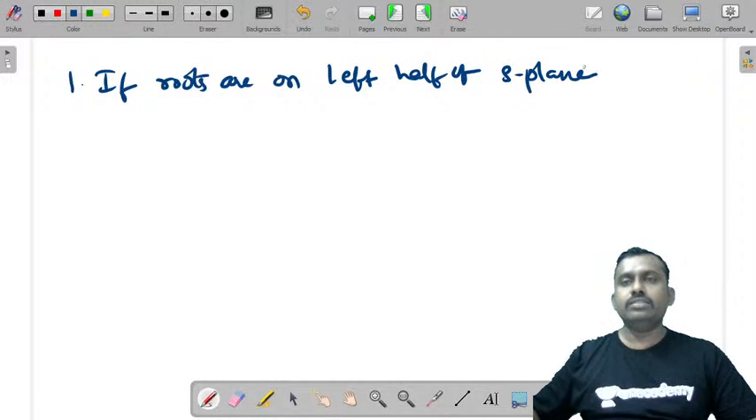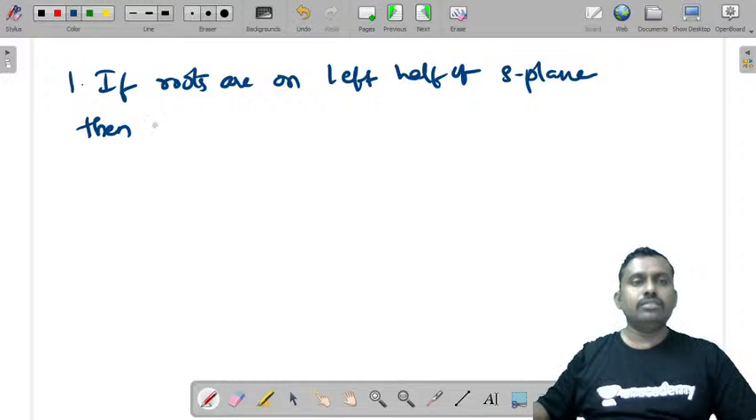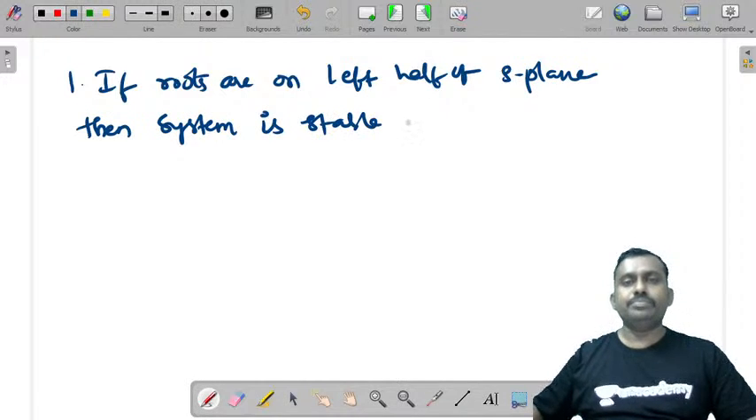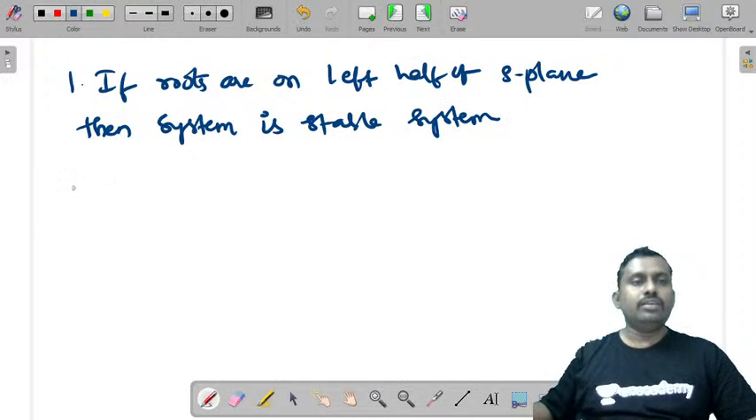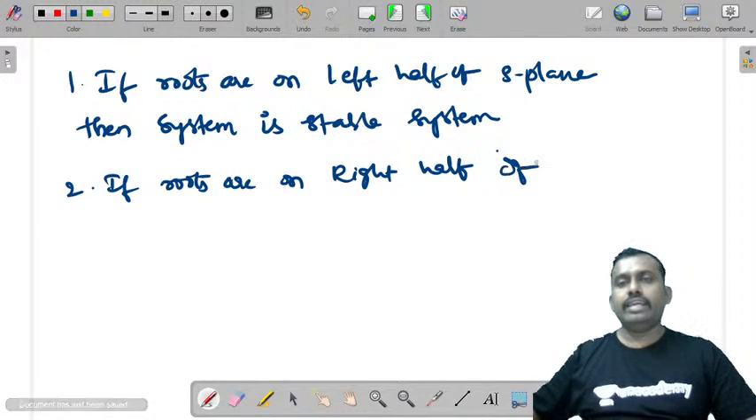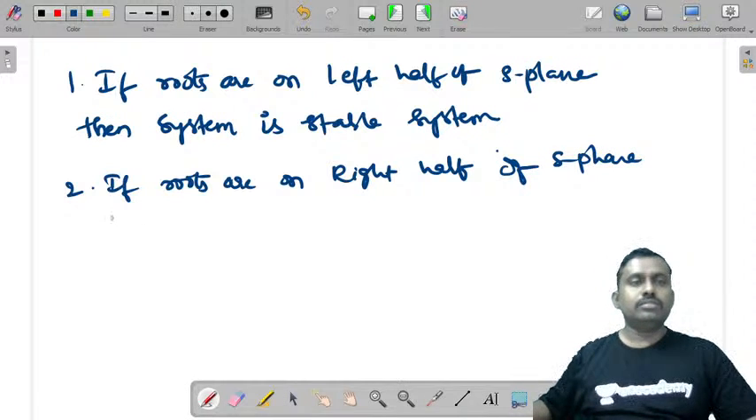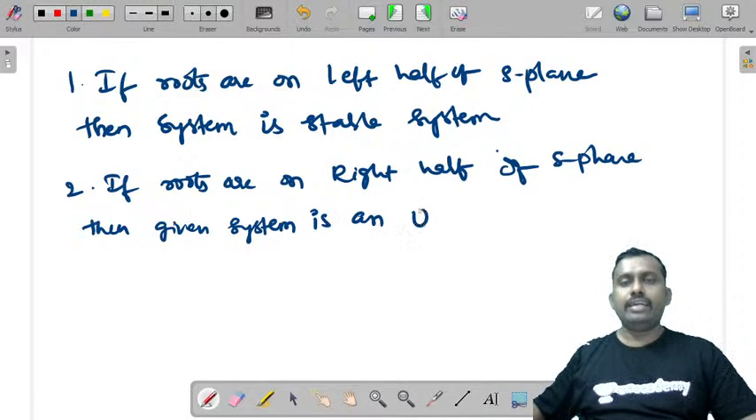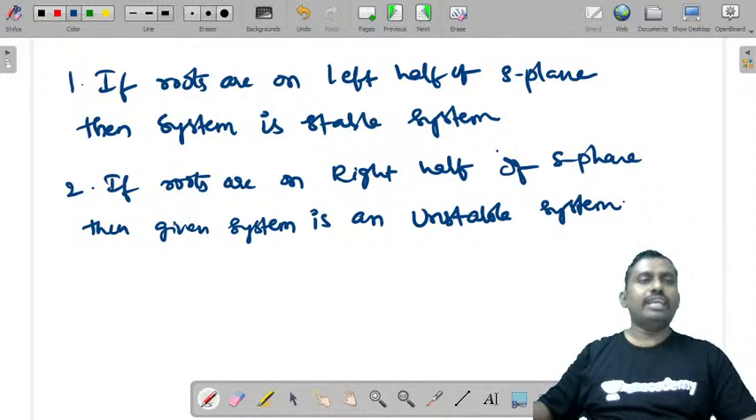Finally, I can conclude that if roots are on the left half of the s plane, then the system is a stable system. And if roots are on the right half of the s plane, then the given system is an unstable system. So these are the conclusions of the last previous slides.